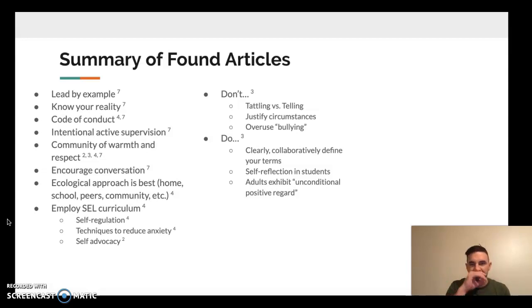And then the do's were interesting. Clearly, like I just said, define your terms. Do it clearly and do it collaboratively. And then help students have some self-reflection on what may or may not be bullying. And then again, that last piece I think is just so important. You've got to set the precedent with adults that we have an unconditional positive regard for students.